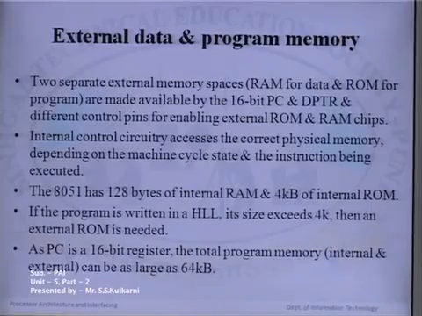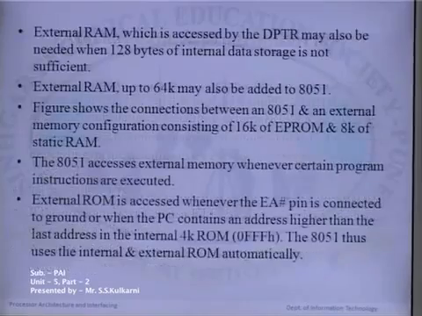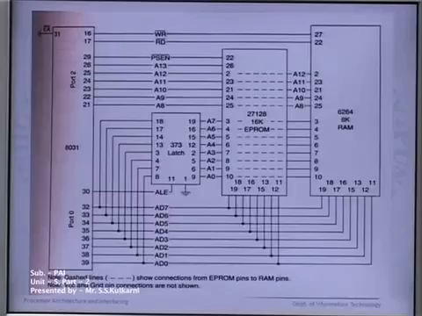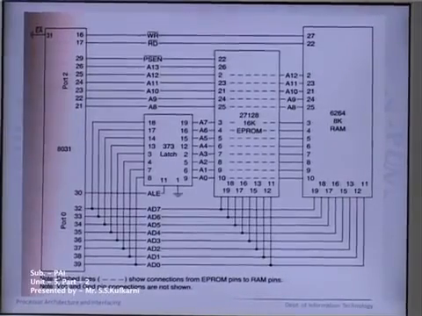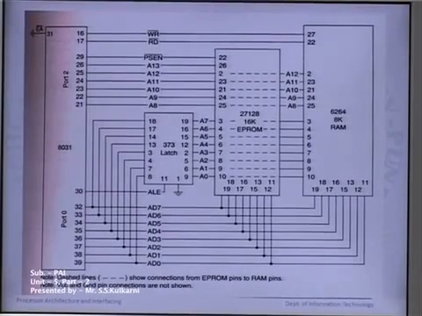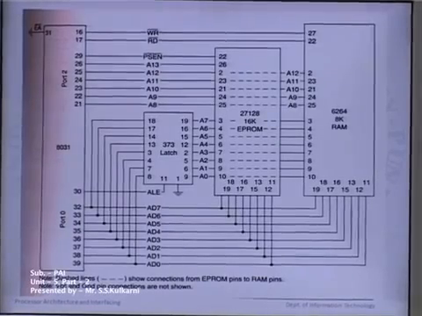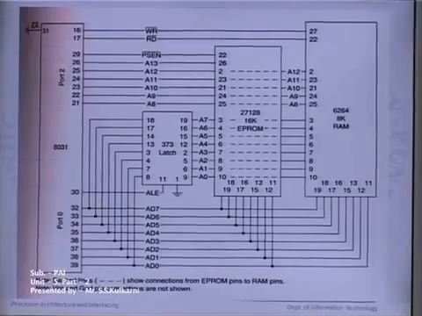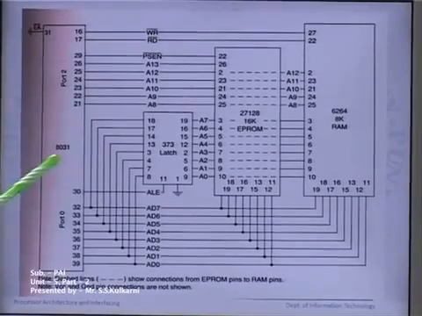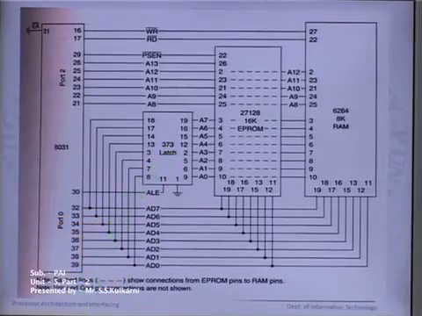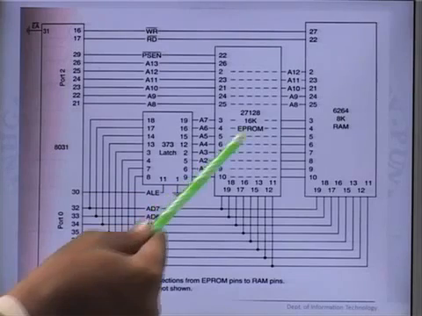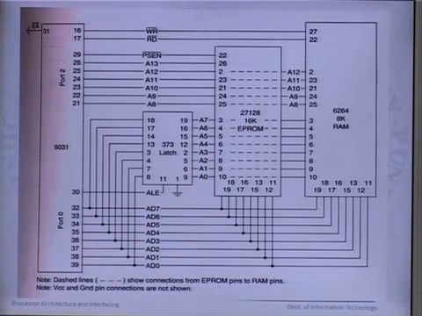Now we will discuss the external data and program memory. The interface of external data and program memory is as shown in this figure. You can observe in this figure, it is for the microcontroller 8031, which belongs to the 8051 family. Here there is a 373 latch, which carries out the separation of address and data. Then here is a 16K EEPROM, the IC number is 27128, and here is an 8K RAM, which is nothing but 6264.